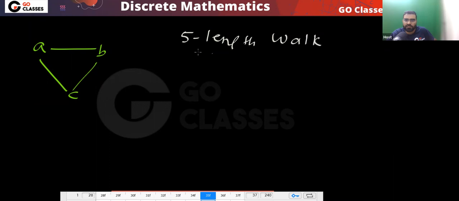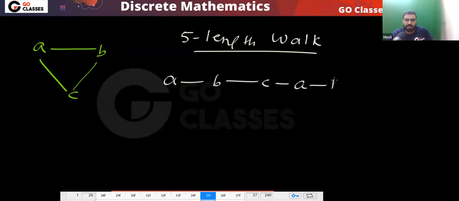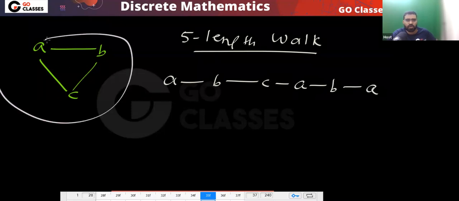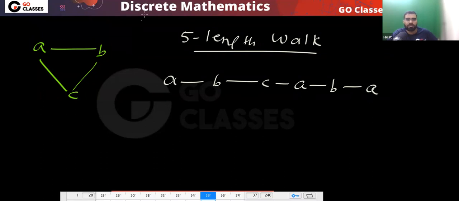This cycle also can create a five length walk. You can go from A to B to C, then you can go to A, then to B, then to A. So you can see that you can go like this and like this: A to B to C to A to B to A. So you can see a five length walk.